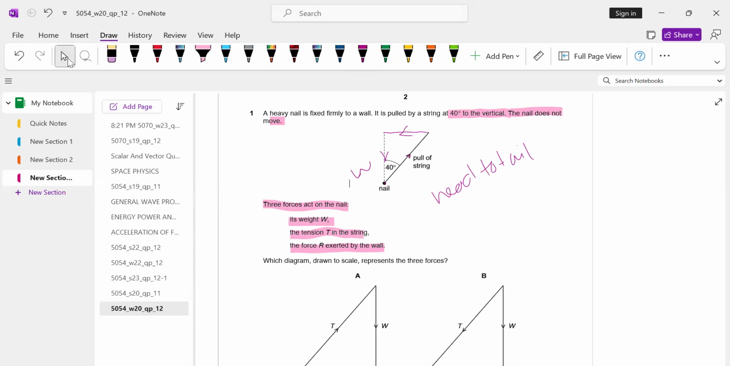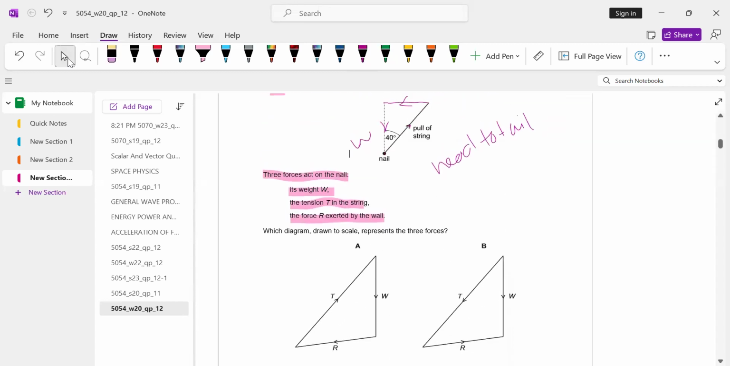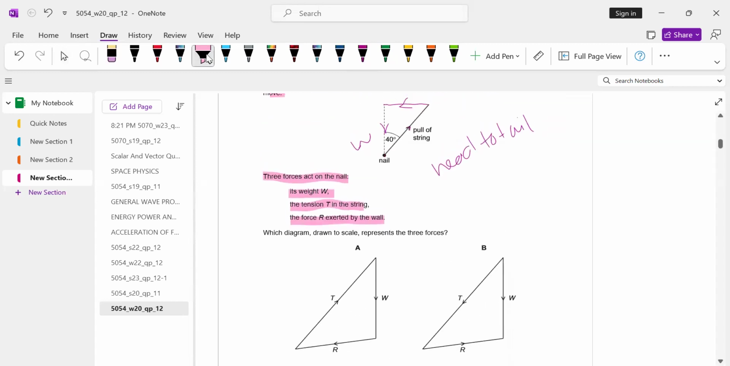Let's look at the options. In option A, the weight direction is going downwards, and then the pull of the string is in this direction, like this. And then R, the force exerted by the wall, is in the direction towards the tension in the string. So option A is correct for question number 1.